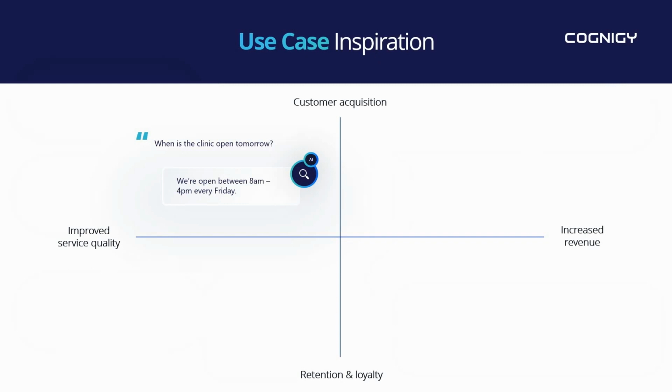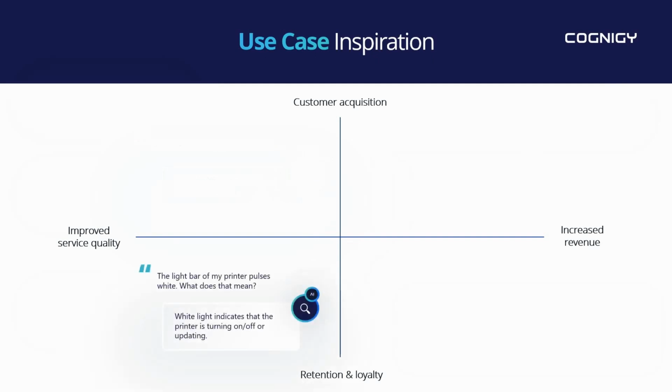For existing customers, a Knowledge AI dialogue could look like this. The light bar of my printer pulses white. What does that mean? White light indicates that the printer is turning on and off or updating.